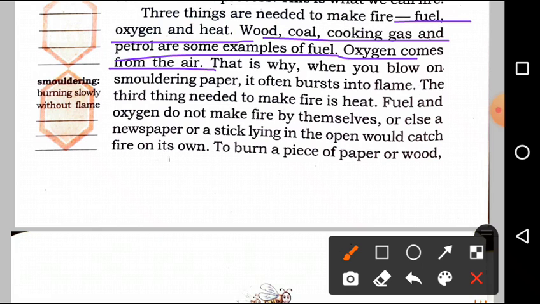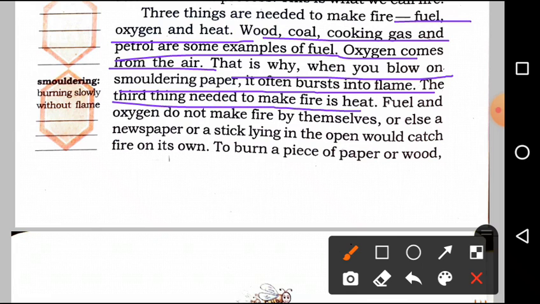Oxygen comes from the air. That is why when we blow on smoldering paper, it often bursts into flame. Because when we blow on the smoldering paper or on some coal or some flames, it starts to burst into flame. Why? Because when we are blowing, we are actually supplying more oxygen to it.